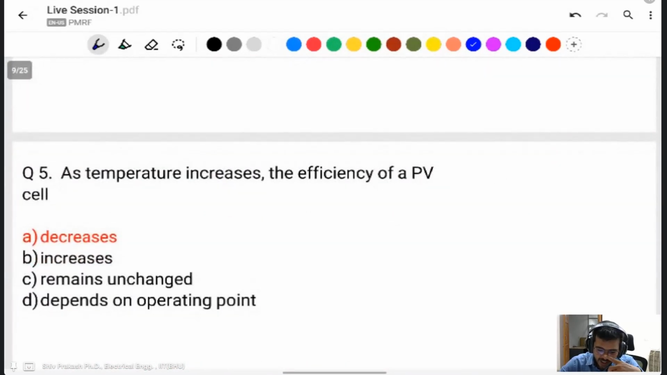Okay. As temperature increases, what happens to the efficiency of a PV cell? This will be an interesting point. What is the efficiency of a PV cell? Efficiency is the maximum power divided by the input power. Output power I will take as VM, the voltage at the maximum power point, times the current at the maximum power point.